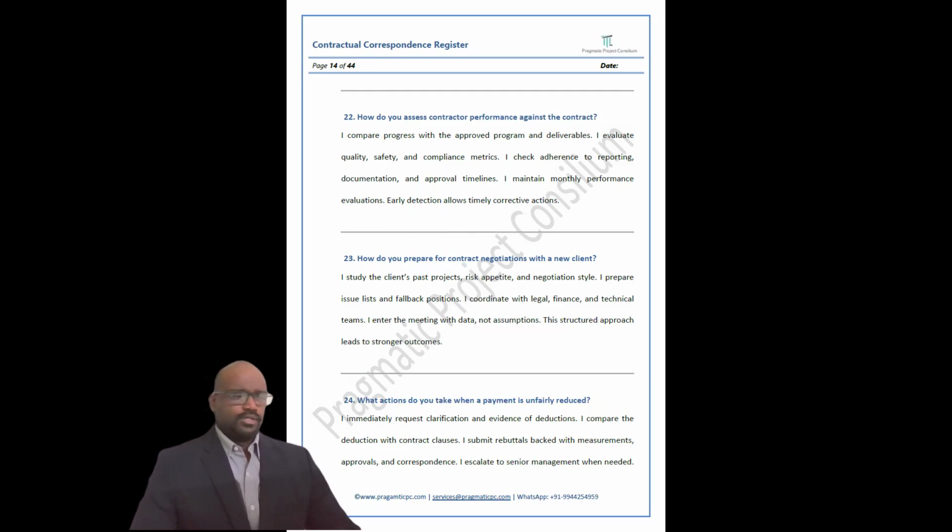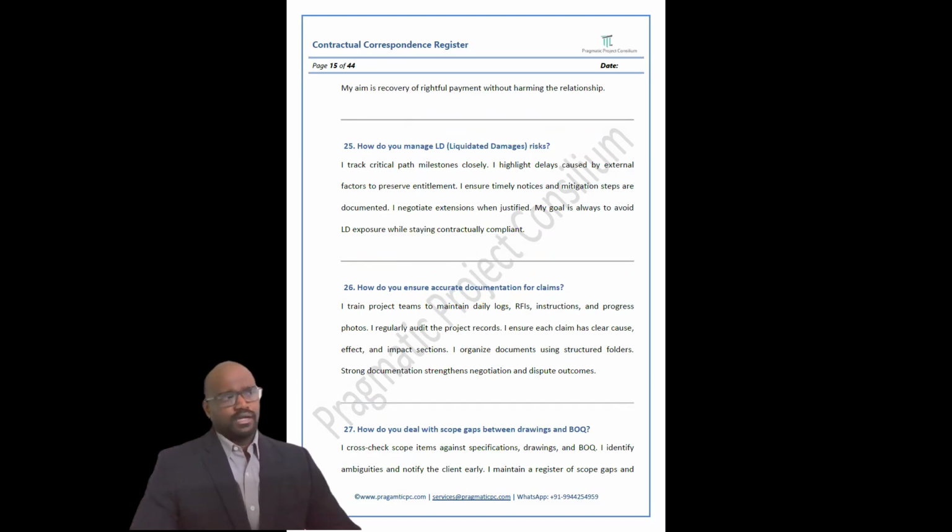You have to have an idea about that. Then, if you find it non-contractual, submit a rebuttal against the measurements, against the payments or deductions. Then, in parallel, escalate to your senior management regarding what is happening, because they also have to be kept informed. So, your aim is to recover the rightful payment without harming the relationship.